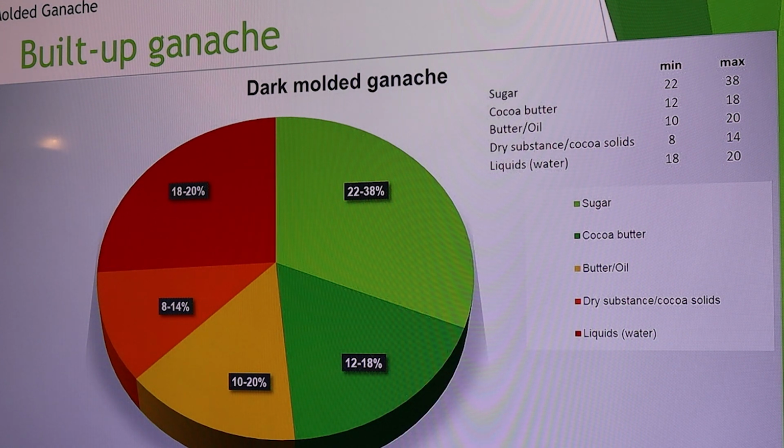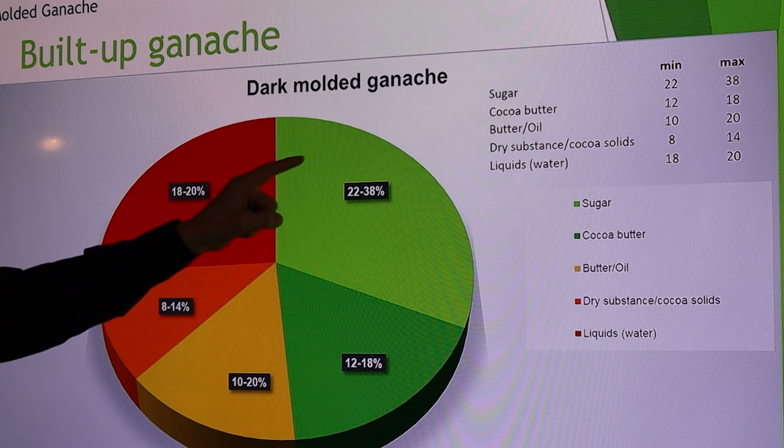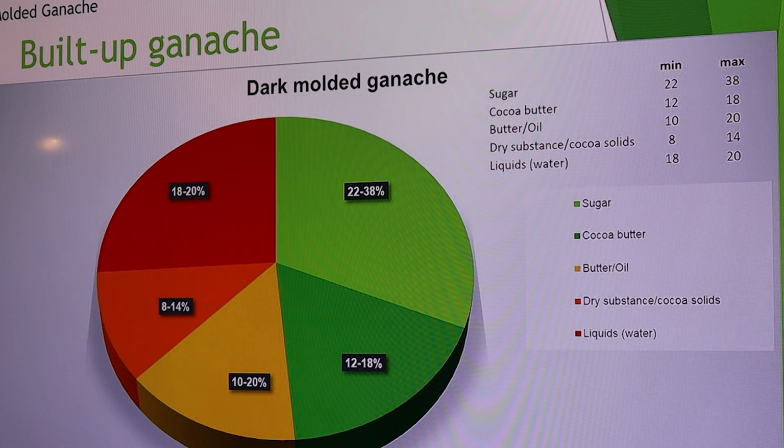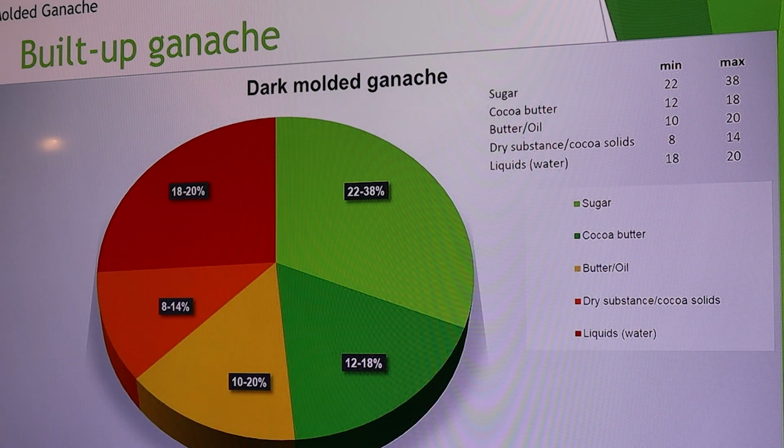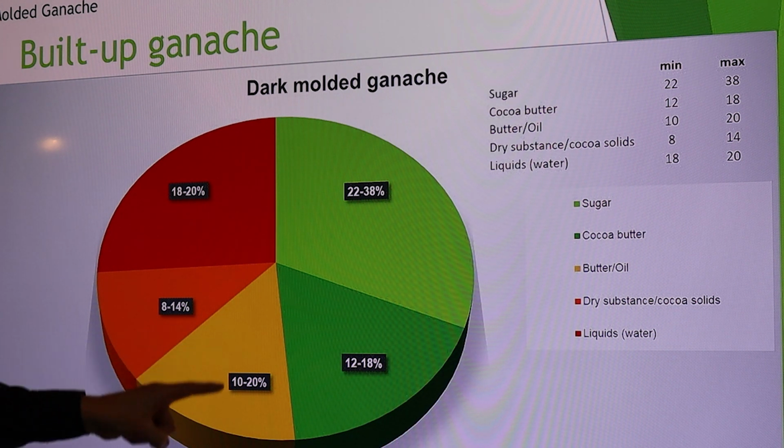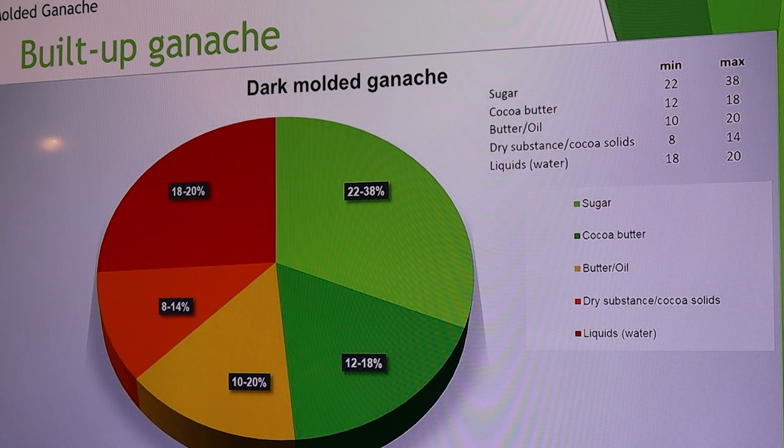But in total it's 20% water maximum. The sugars here are about 22 to 38% in total. And for this molded ganache, I use around maximum 18% of cocoa butter. And again here, the dry substance, which is all the fibers, is maximum 14. So the butter oil, as you can see, is here. I call it butter and oil because that's all the soft butter.